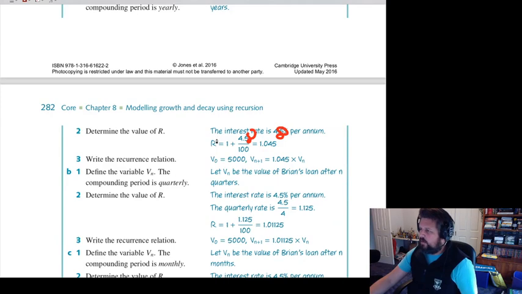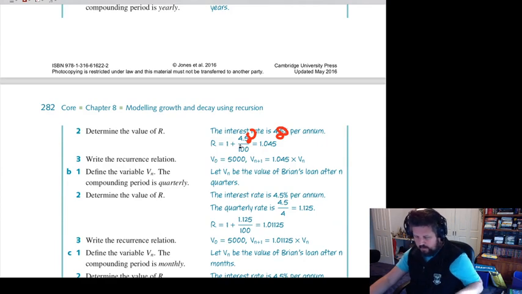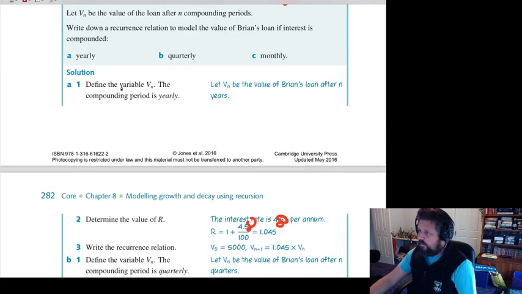So it says determine the value of R. It should be 1 plus 4.8 over 100, which is 1.048. We know the initial amount was 5,000, so writing out the recursion relationship would be as follows. So that's compounded yearly. Perfect.